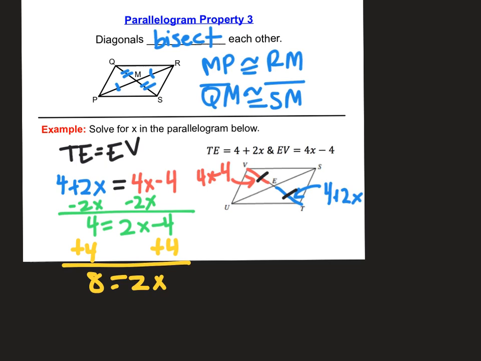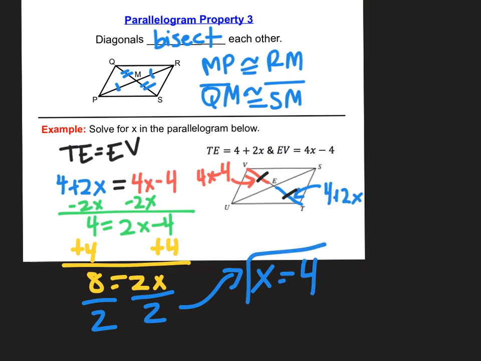And then I have to get rid of that 2 in front of my x, so we'll divide both sides by 2. And that tells me that x equals 8 divided by 2, which is 4. Again, you could plug in your 4 and it would give you your final answer.